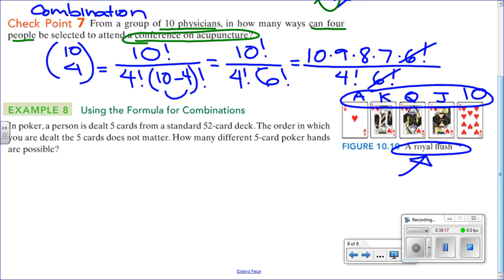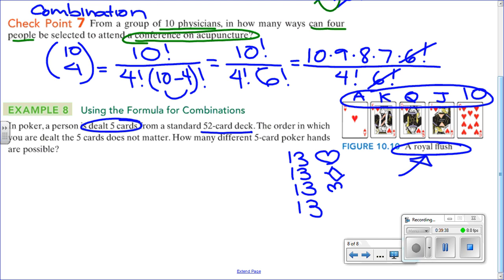And by the way, a royal flush beats 4 of a kind. So let's see, in poker, a person is dealt 5 cards from a standard 52 card deck. And we already know that you're going to have 13 of 4 different suits. So you have 13 hearts, 13 diamonds, 13 clubs, and 13 spades. So those 13 make the total of 52. So how many different 5 poker hands are possible? So this is going to be a 52, and you choose 5.